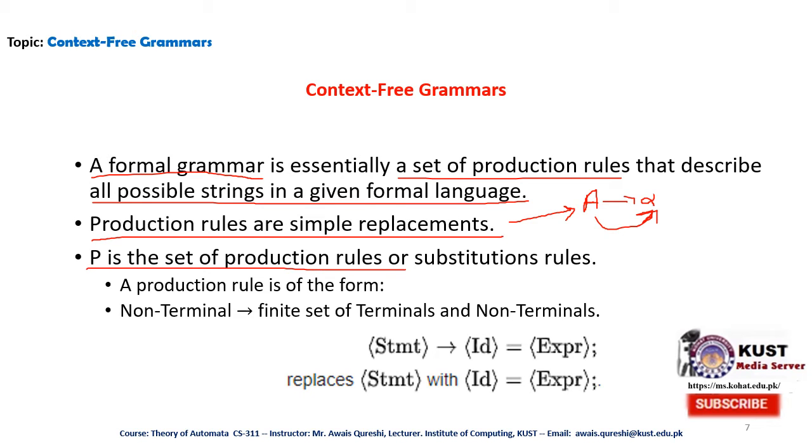NP is the set of production rules or substitution rules. We call these production rules or substitution rules as well. A production rule has a particular form: first we write a non-terminal, like in this case, where A is a non-terminal, and this symbol implies a finite set of terminals and non-terminals.